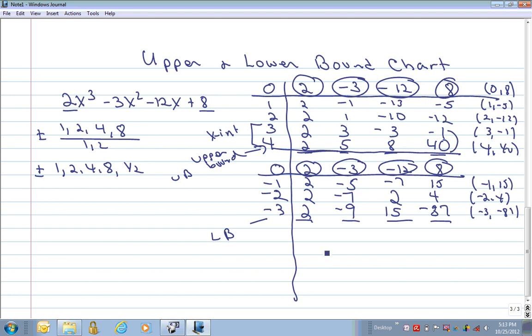And what that means is, if you look at your P's and Q's, your possible rational roots, if the upper bound is 4, then you could try positive numbers 1, 2, and 4, also 1/2. You would never try 8 because it's out of your upper bound. You know it's not going to work. For your lower bound, you stop at negative 3. So you would try negative 1, negative 2, negative 1/2, and not negative 4 or negative 8. They would be excluded. All right, that's everything I want to teach you about the lower and upper bound chart.